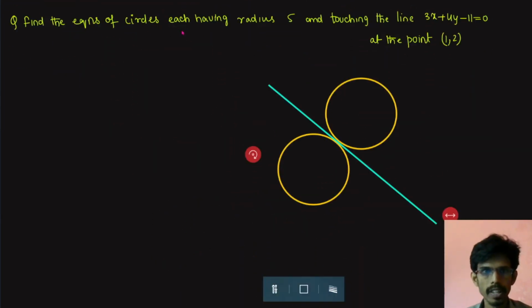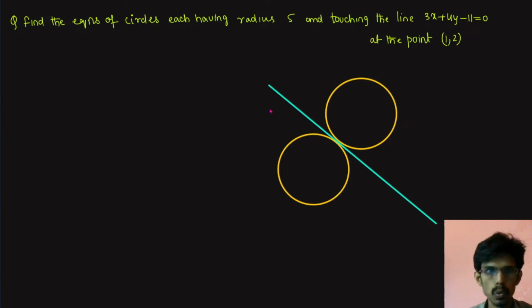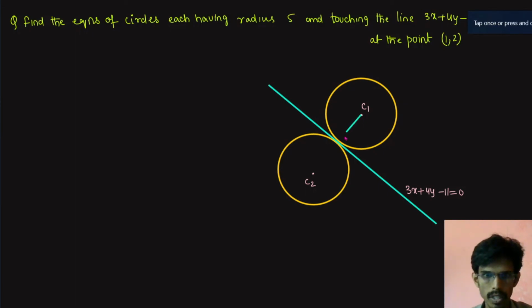Find the equation of circle each having radius 5 touching the line 3x plus 4y minus 11 equal to 0 at the point 1, 2. Now see here, we have two circles having radius 5. Let us take this as center 1, C1, and this as center 2, C2. These two circles are touching a common line, that is the tangent here, 3x plus 4y minus 11 equal to 0. Now let us join these two centers.